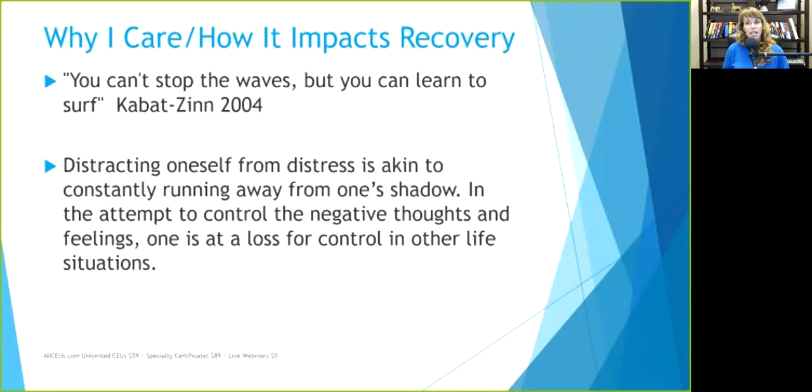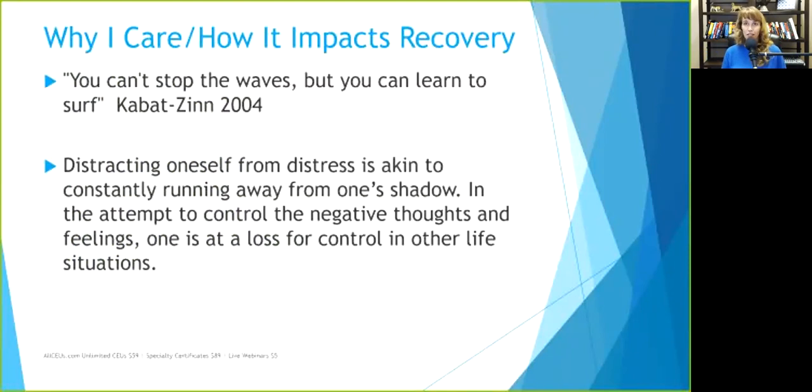You can't stop the waves, but you can learn to surf. You can't stop bad things from happening. You know, sometimes bad things happen and it just sucks. But you can learn how to deal with that in a way that is less counterproductive to your health and happiness.